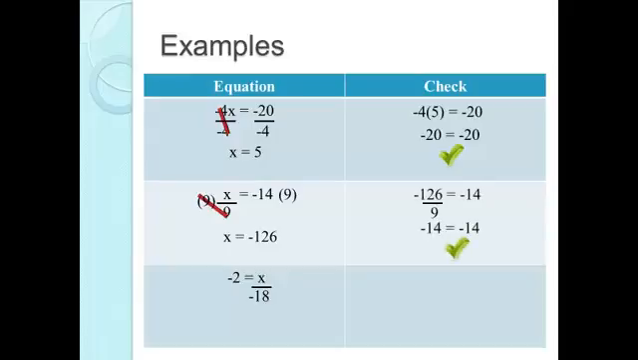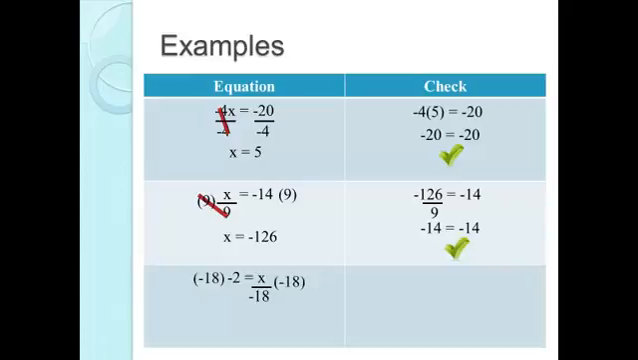Now we will check our answer. Negative 126 divided by 9 does give us negative 14, so we know we are correct. In the final equation, x is being divided by negative 18. We will do the opposite and multiply by negative 18 on both sides of the equation.